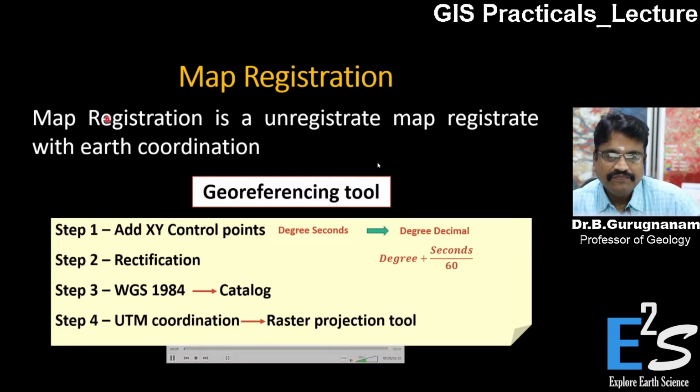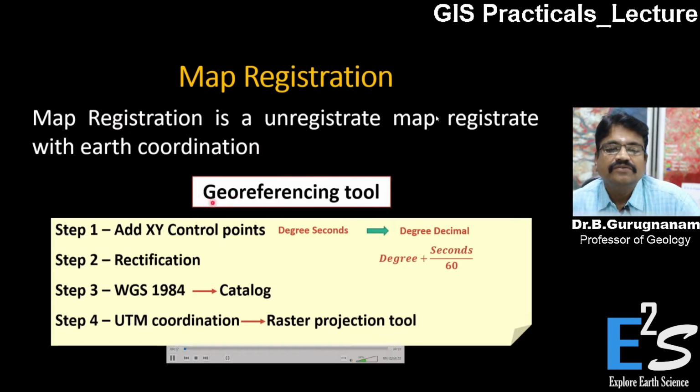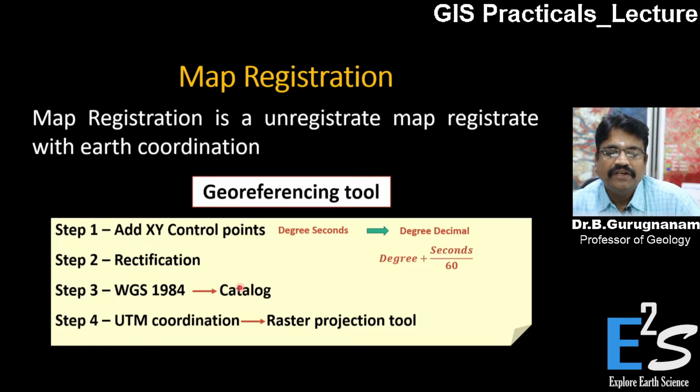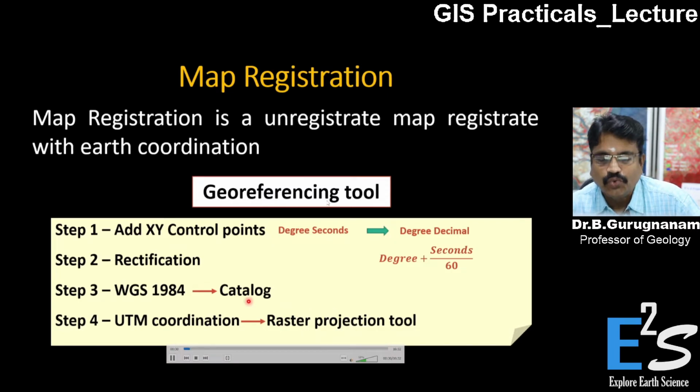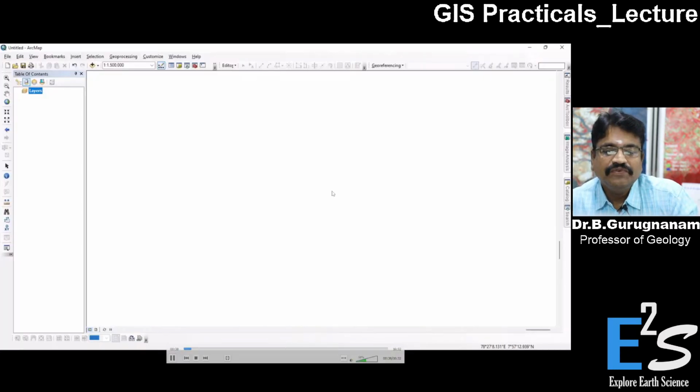Map registration, if you want to define it exactly, is taking the coordinates of an unregistered map and fixing it over the surface of the earth. It is there in the georeferencing tool. There are 4 steps. We will see every step in detail. The first step is add point, then rectification, and WGS, UTM, and we will see them one by one in the georeferencing tool. Everything which is available at the right side catalog is shown. Once you open ArcGIS, the window will open.